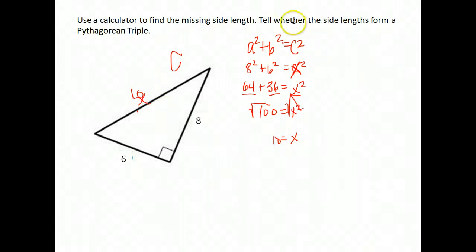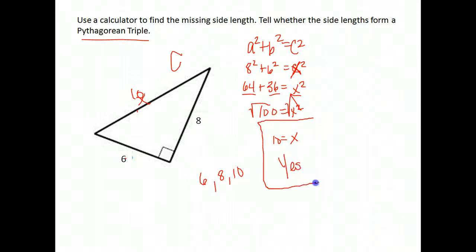The second part of the question was to tell whether the side lengths form a Pythagorean triple. We have side lengths 6, 8, and 10, and the answer is yes. The reason for that is a Pythagorean triple has two things. They have to satisfy the Pythagorean theorem, which they did, okay? And they have to all be whole numbers, which they are.